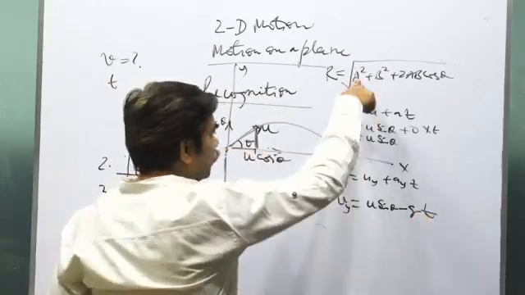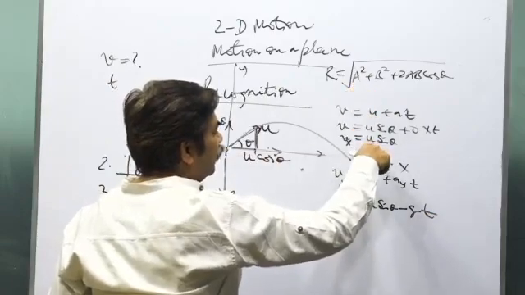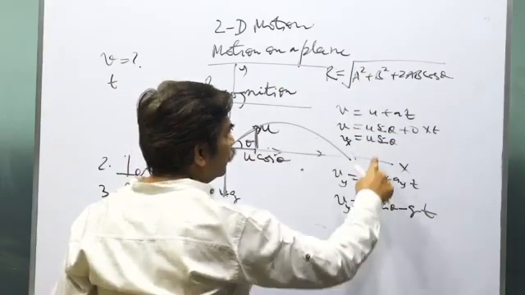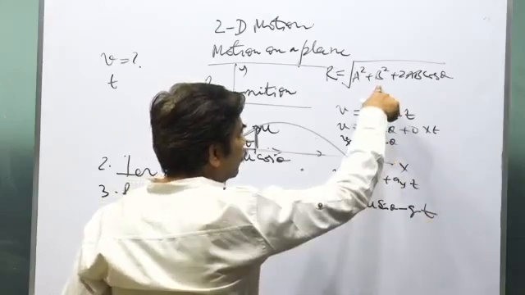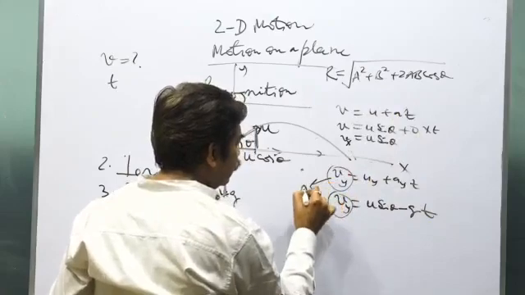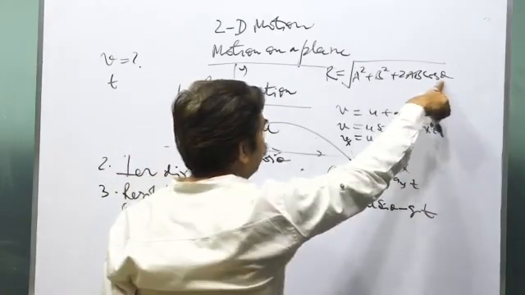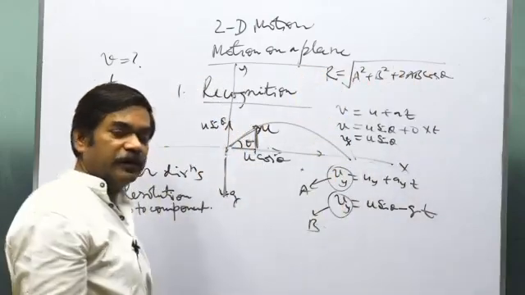Now here in this formula, what will we keep? In place of A, we'll keep Vx, and in place of B, we'll keep this parameter Vy. And the angle between this A and this B is what? 90 degrees. So cos 90 will be 0. That will be the net velocity V.